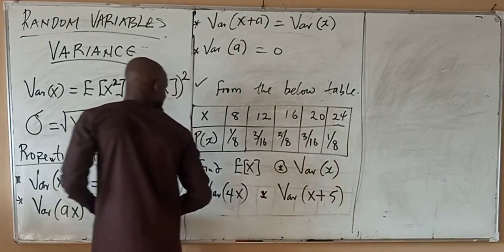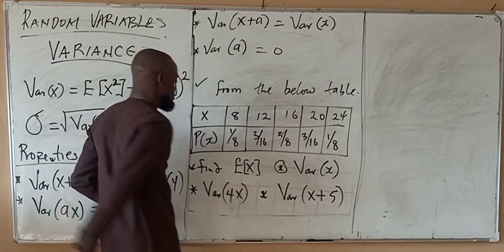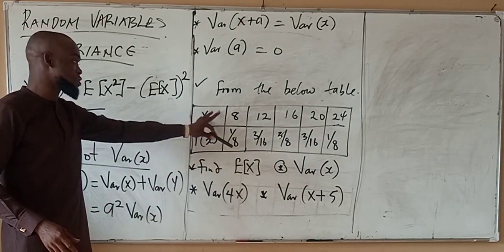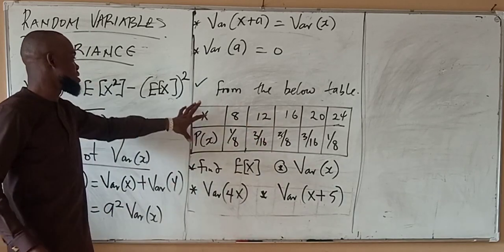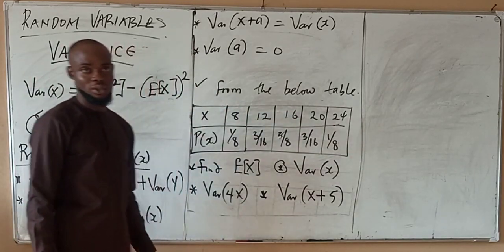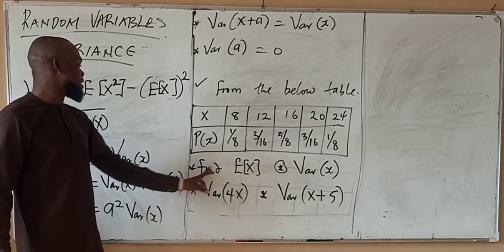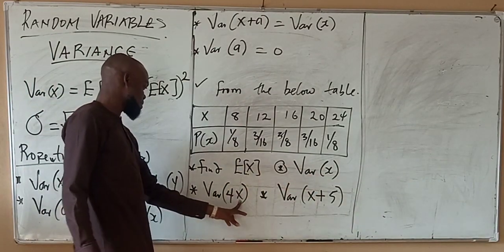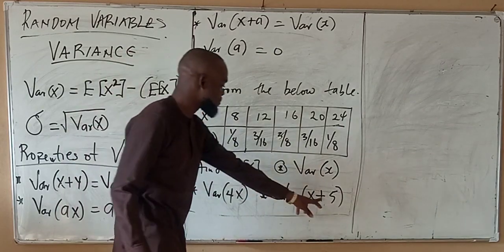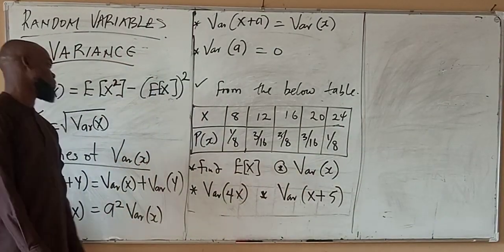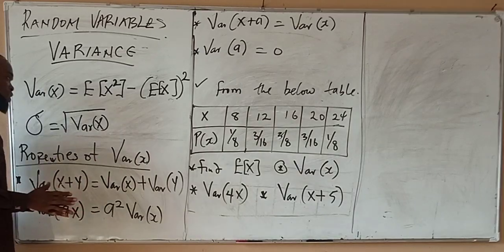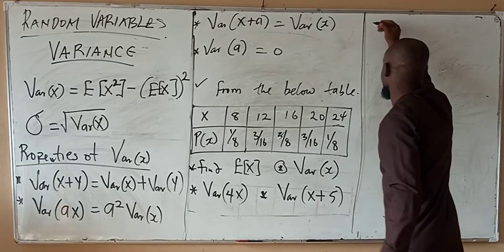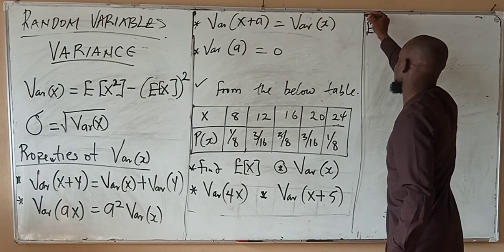Now, let's look at this question. From the table below, this is a discrete distribution. I'm going to take this table as a discrete distribution. Find the expectation of x, variance of x, variance of 4x, and variance of x plus 5. That's what I'm going to look at now. So what is the expectation of x? That's the first one here.